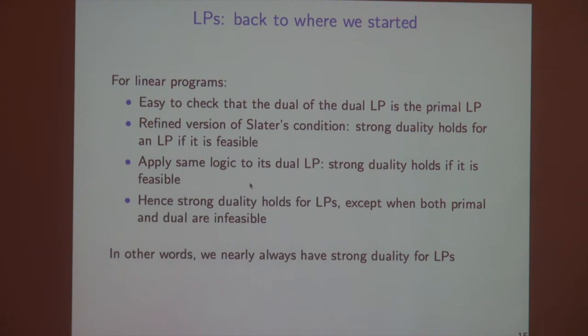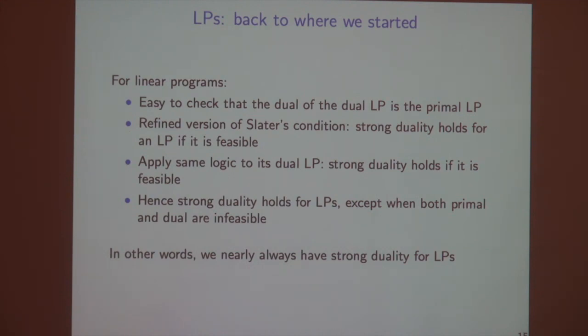Let's apply the same logic to the dual. If the dual problem is feasible, we get strong duality between its optimal value and its dual's optimal value. But its dual is the primal. So Slater's condition implies, when you apply it both to the primal and the dual, that if the primal is feasible, you get strong duality. If the dual is feasible, you get strong duality. When's the only time you don't get strong duality? If both the primal and the dual are infeasible. Then Slater's condition doesn't tell us anything, doesn't hold.